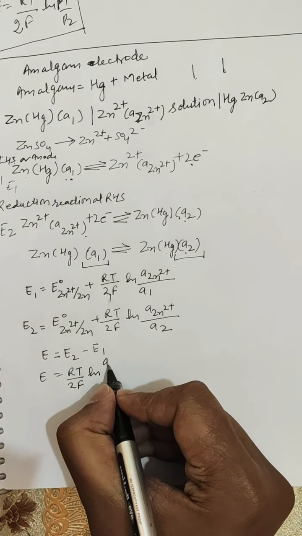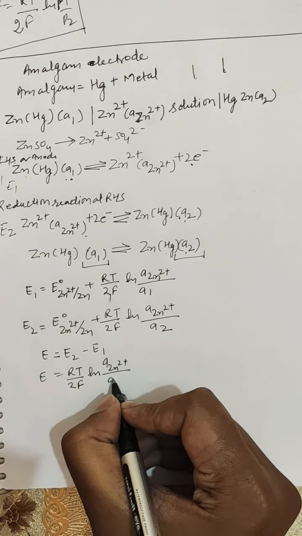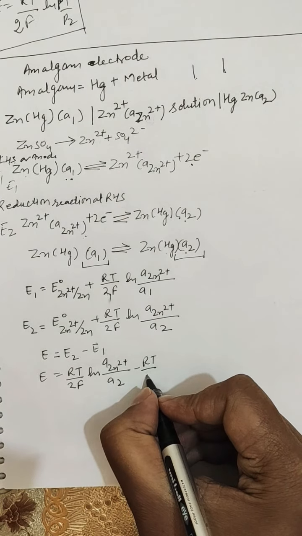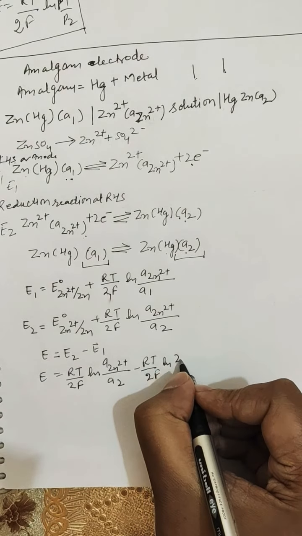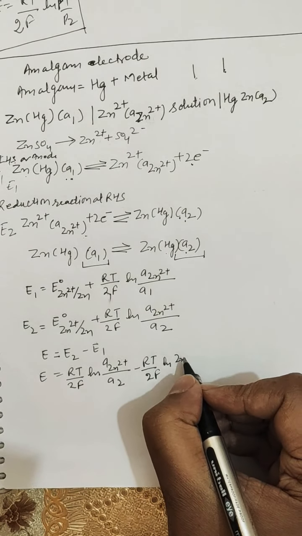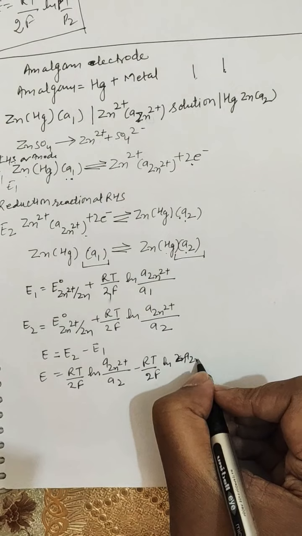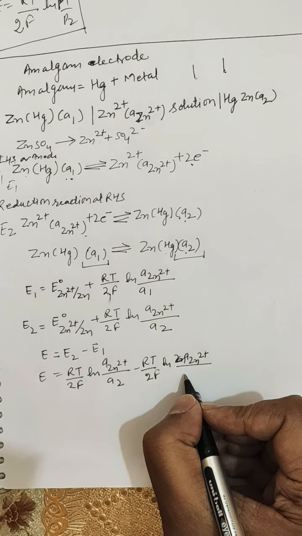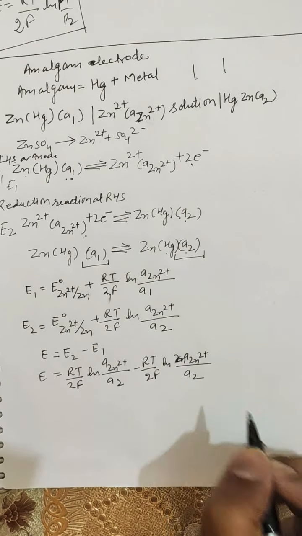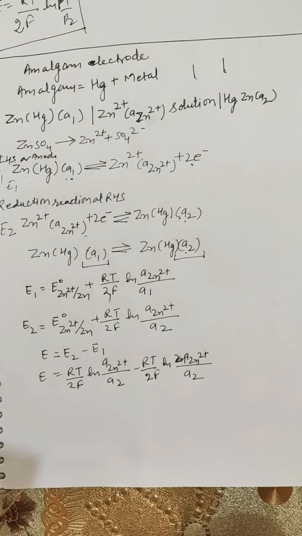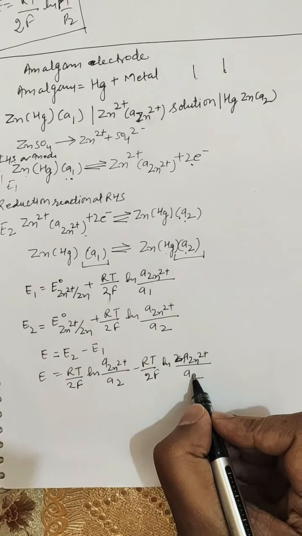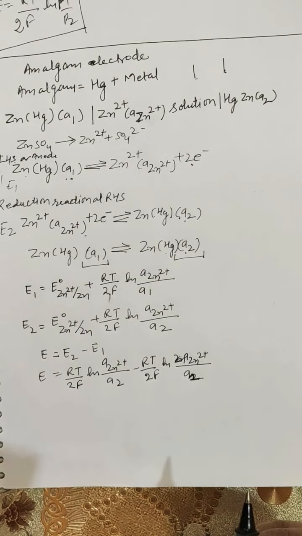ln A Zn2+ over A2 minus RT/2F ln of activity of the oxidized form, or concentration of the oxidized form, over activity of the reduced form, that is A2. So it was A1. In case of E1 here it was A1, so it is A1.